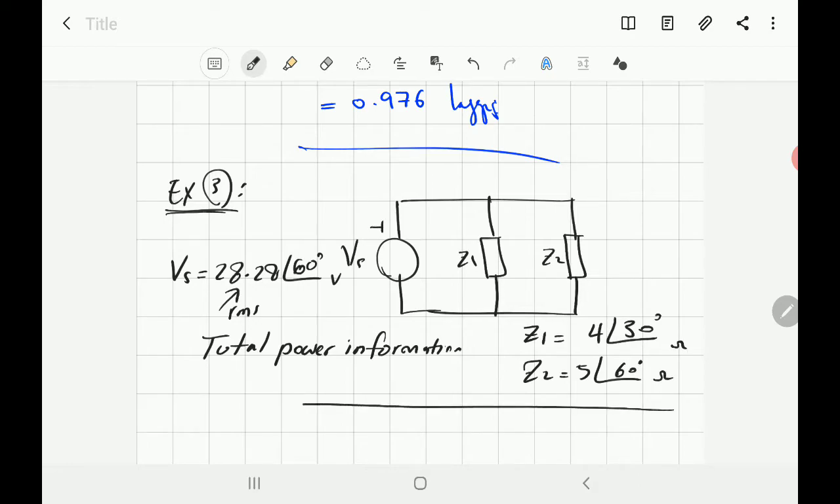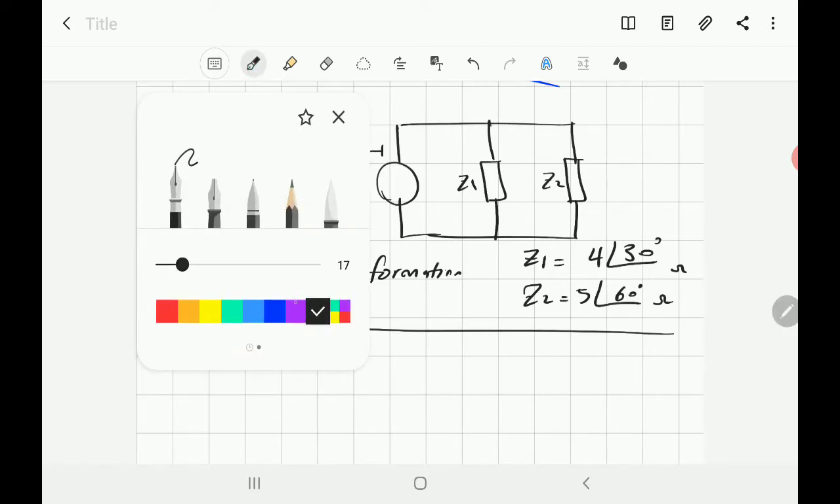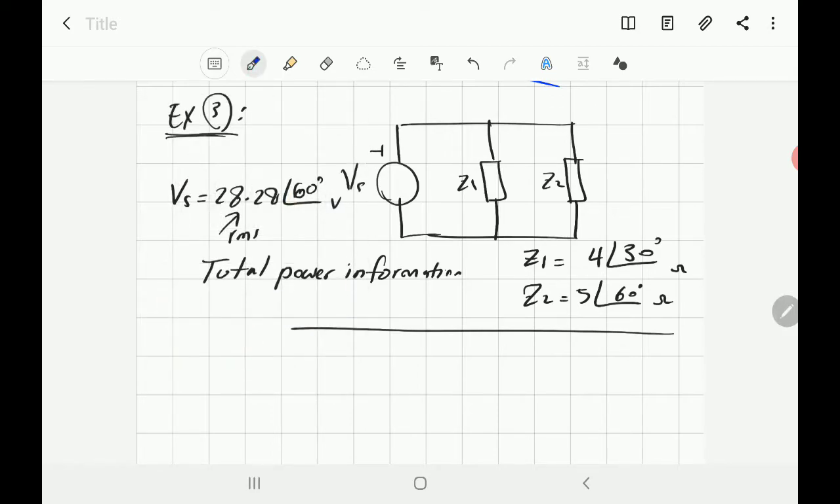Okay, that's a simple one. To find all the information means you want to find S, P, Q, and power factor. So first you find the voltage, the power, the reactive power, the power factor, and total power in Z1, and the same for Z2, and then you add them. You add the power and you add the Q.